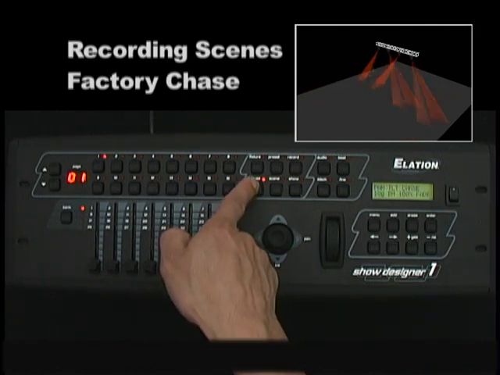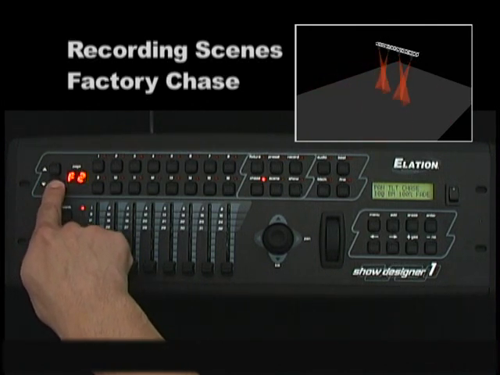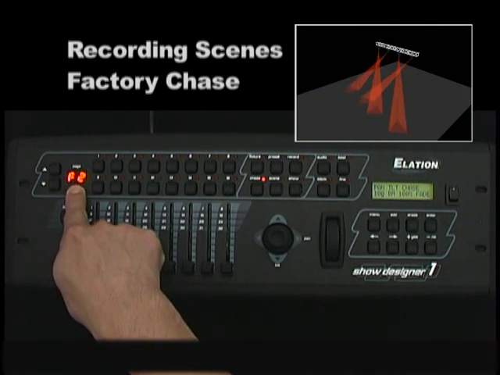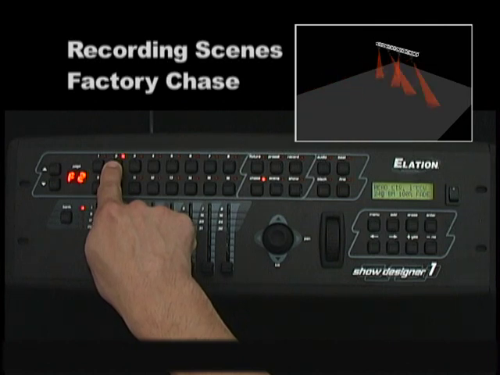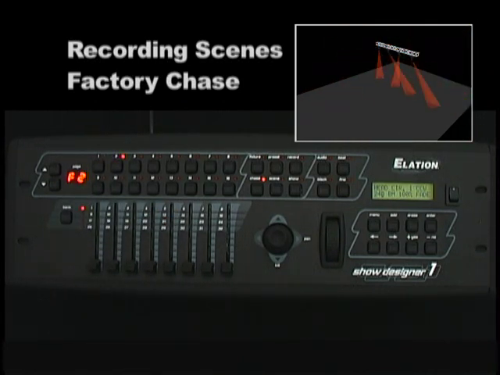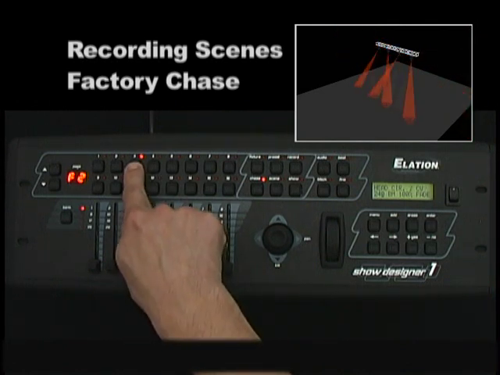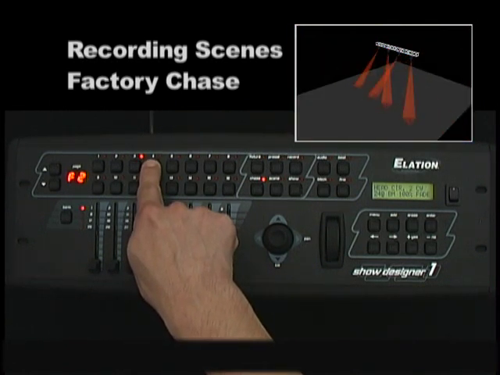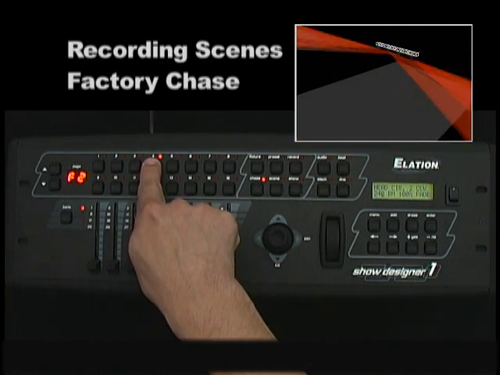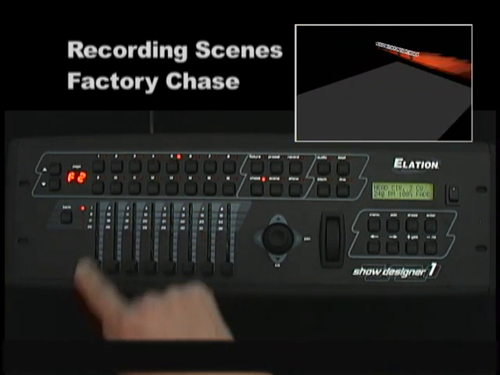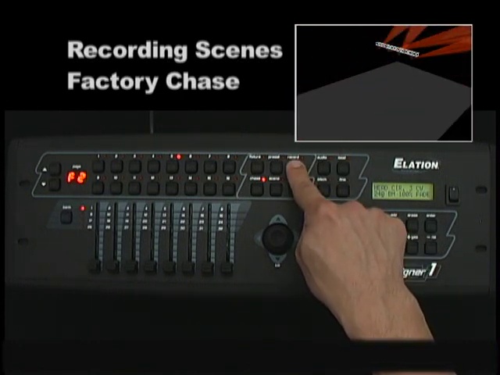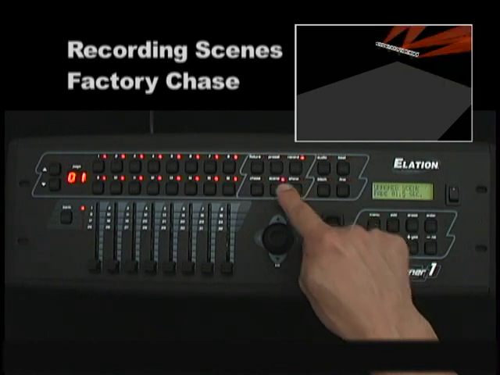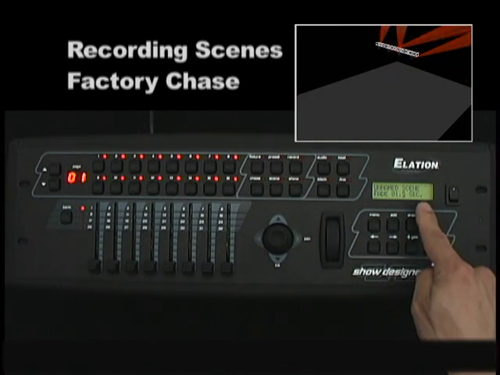We can also call a factory chase, as I described, being on F1, F2, and F3, F2 and F3 being for moving heads. We can then select any one of these to get factory built-in movements. And store any one that you desire as a scene. Once again, you'll press Record, Scene. Once again, name your scene and enter a fade time.